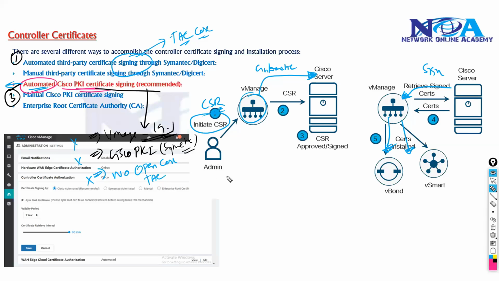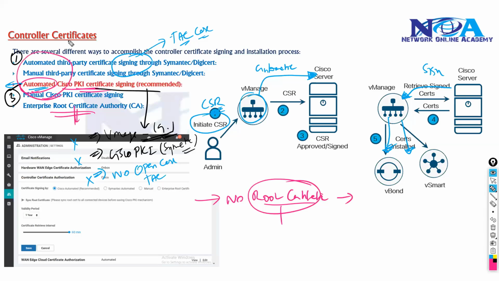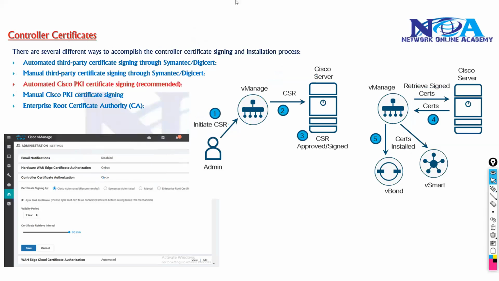And again, the similarity with the previous two options is that there is no root certificate required. Remember this point, the root certificate needs to be installed only in the enterprise CA. Whereas for the remaining four options, we don't need a root certificate to be installed. It is kind of pre-installed on each controller.